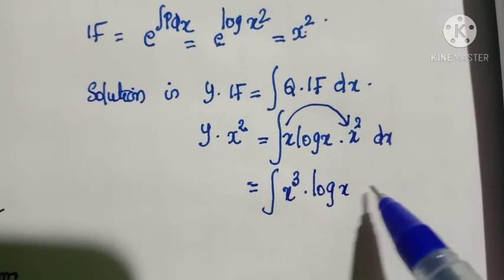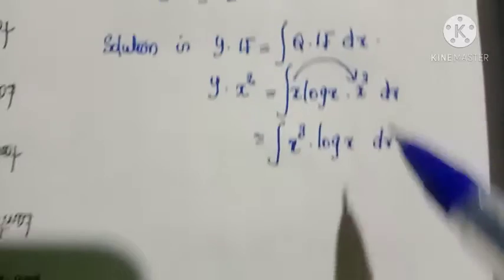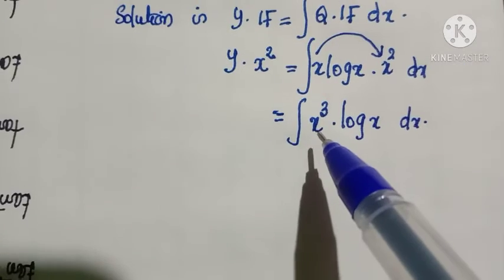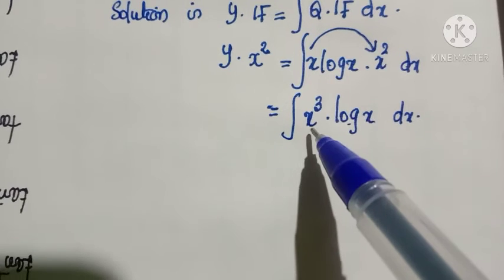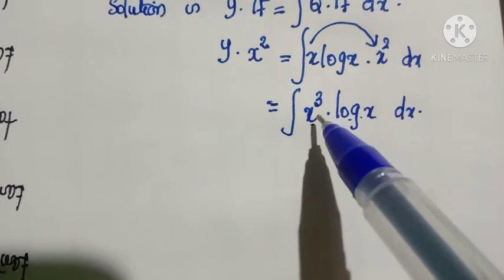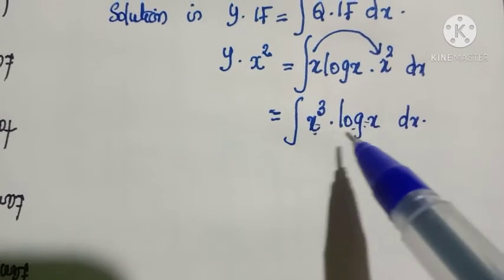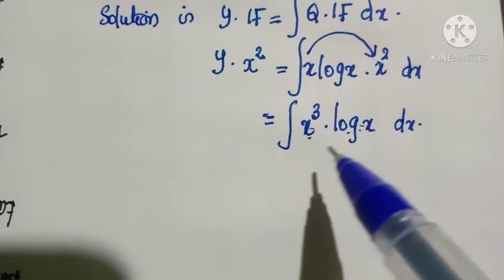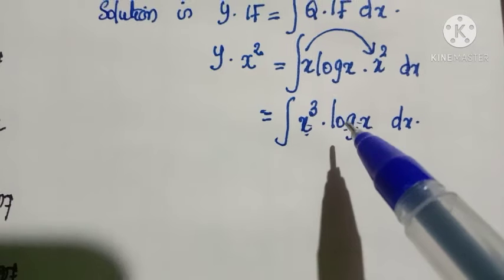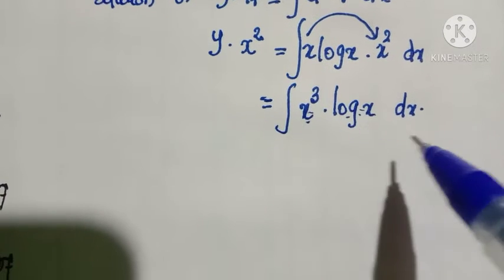∫x³ log x dx. Now look here, x³ is an algebraic function and log x is a logarithmic function. So there are two functions, or a product of two functions. So we can integrate this function by integration by parts. Recall the method of integration by parts.